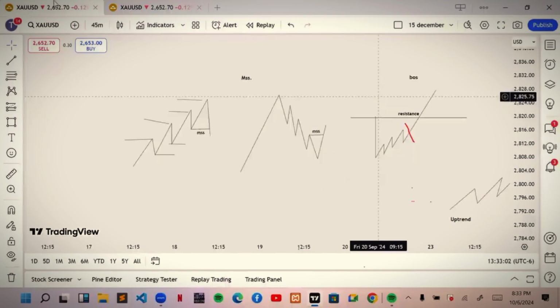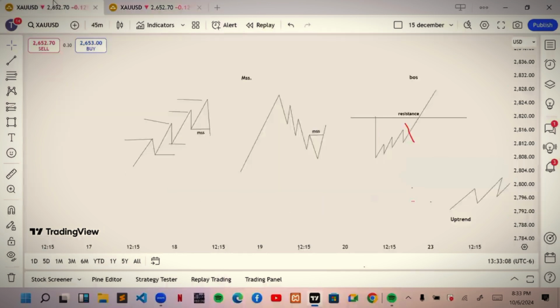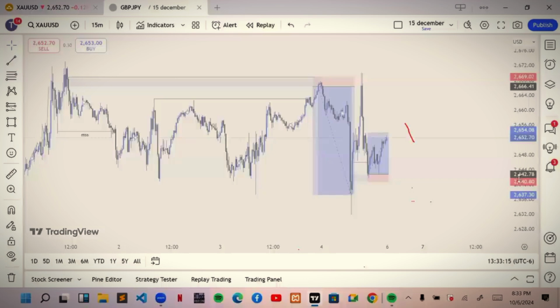So I gave a graphical example of the market structure shift here. Let me also find an example of a break of structure.